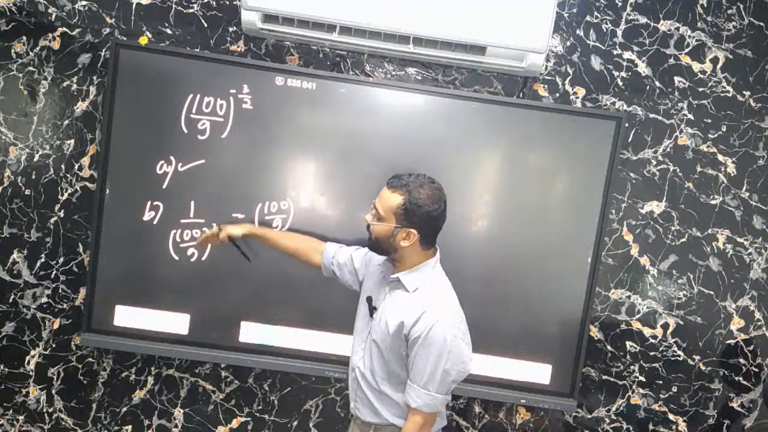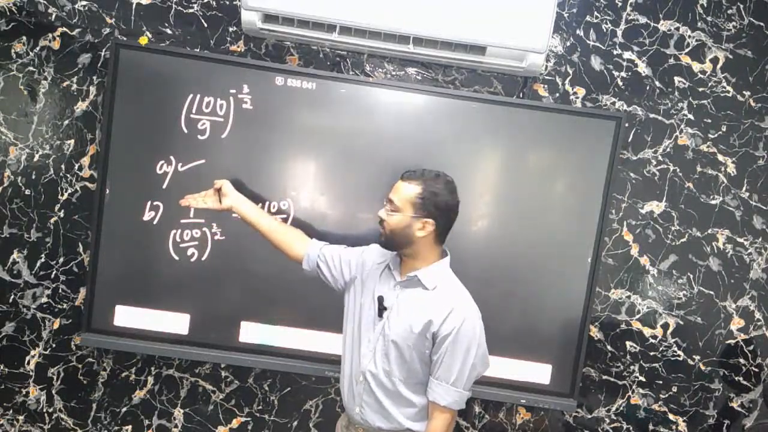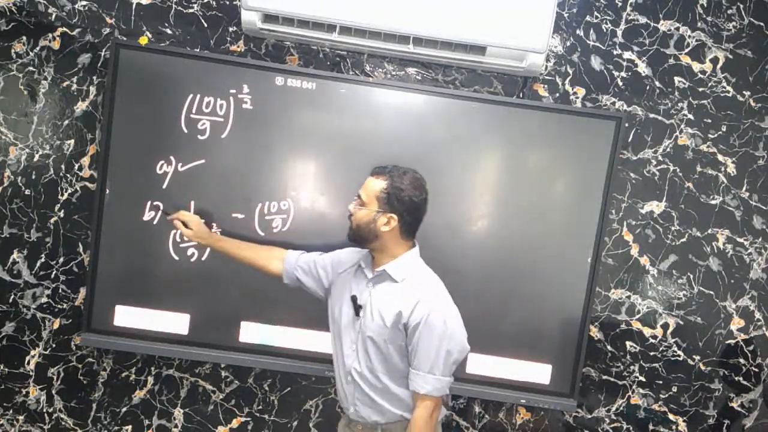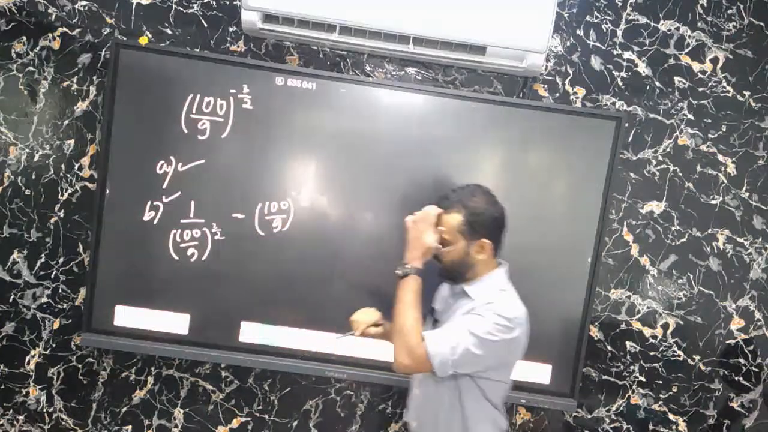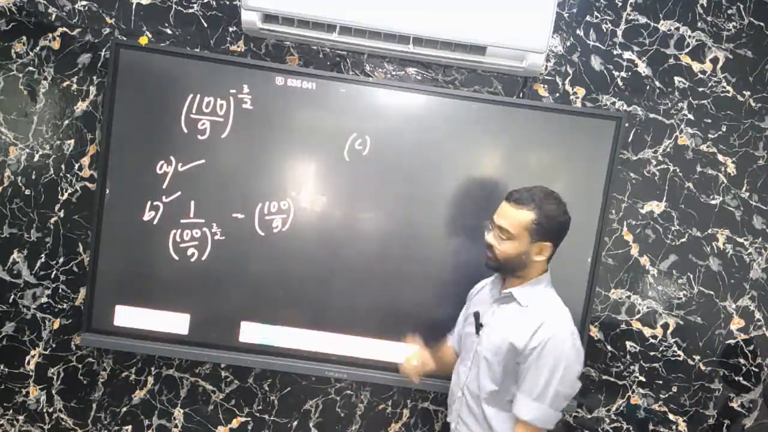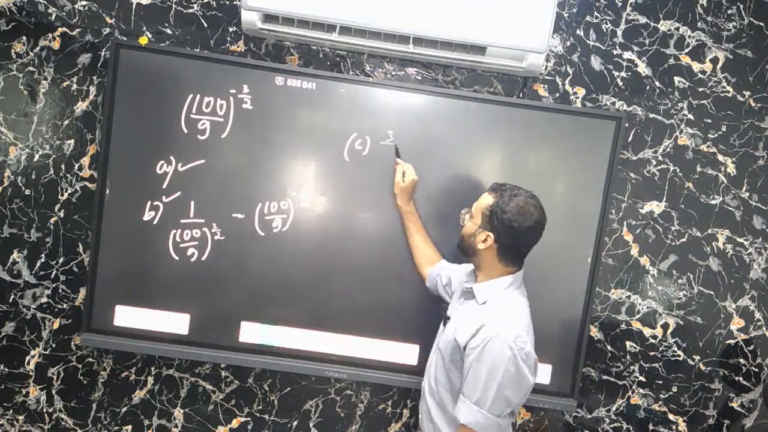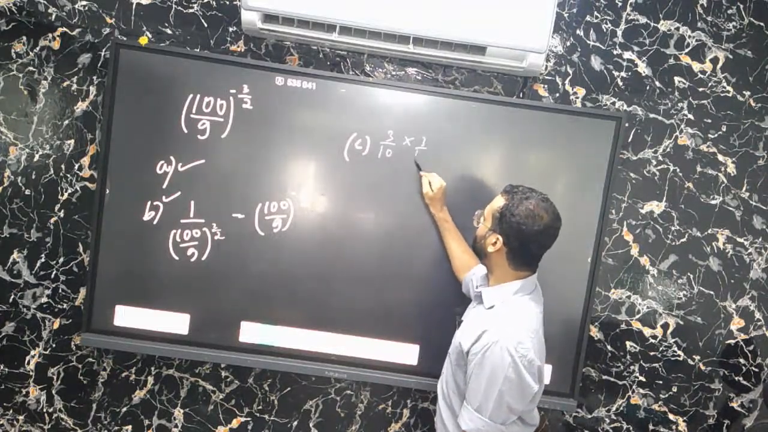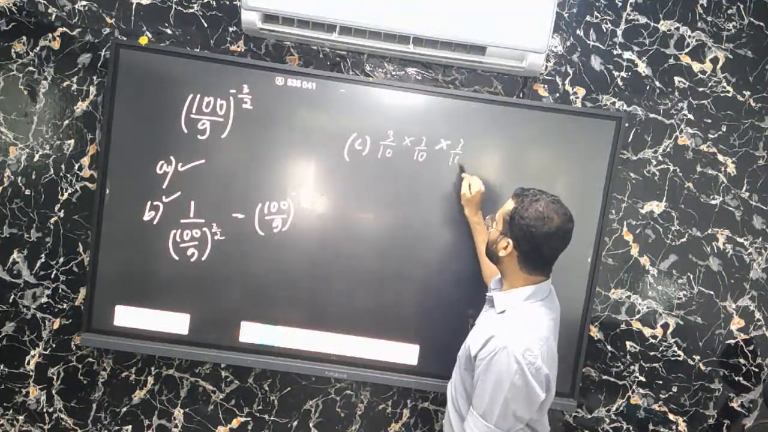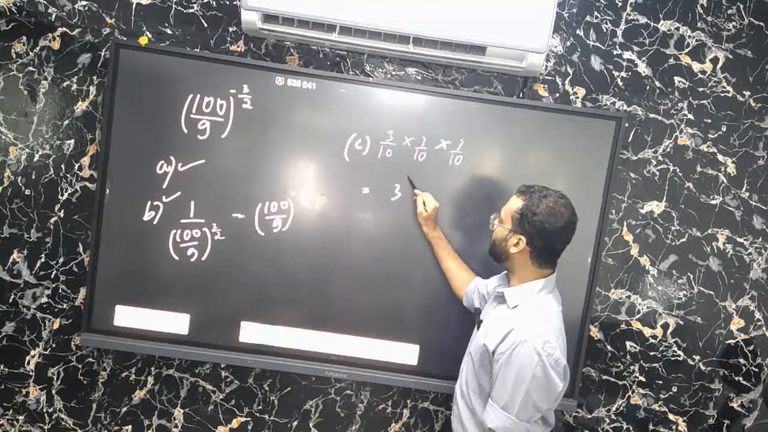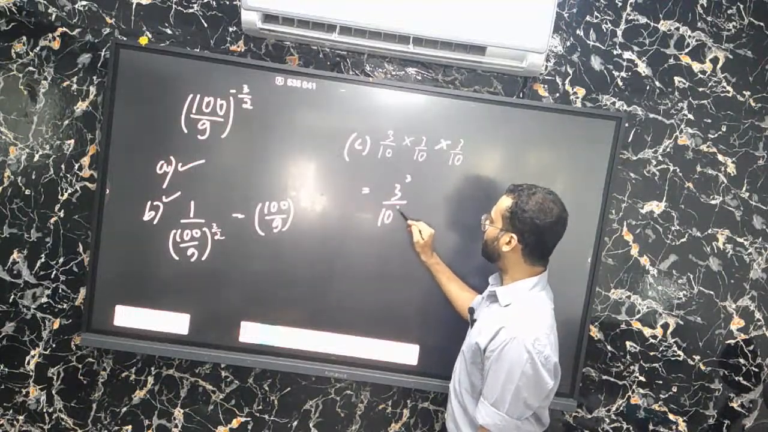If the power is in the denominator and you take it to the numerator, it will become negative. Okay, positive, negative. So option B also is the same as the question. Option C. 3/10 into 3/10 into 3/10. This is nothing but 3 cube by 10 cube.